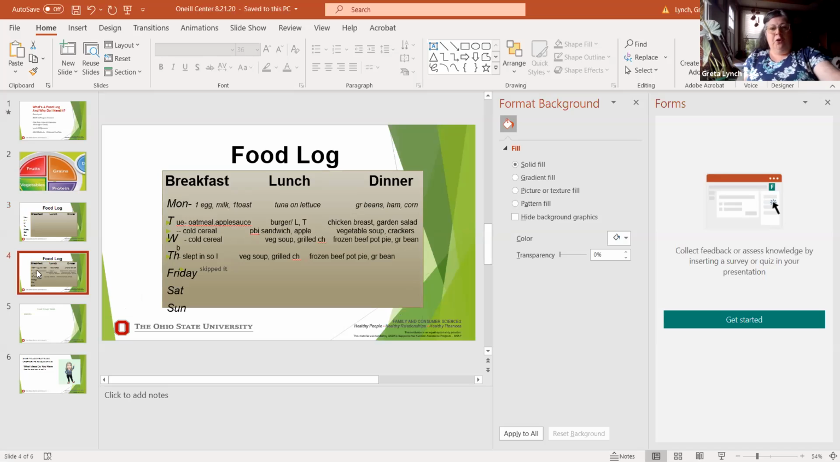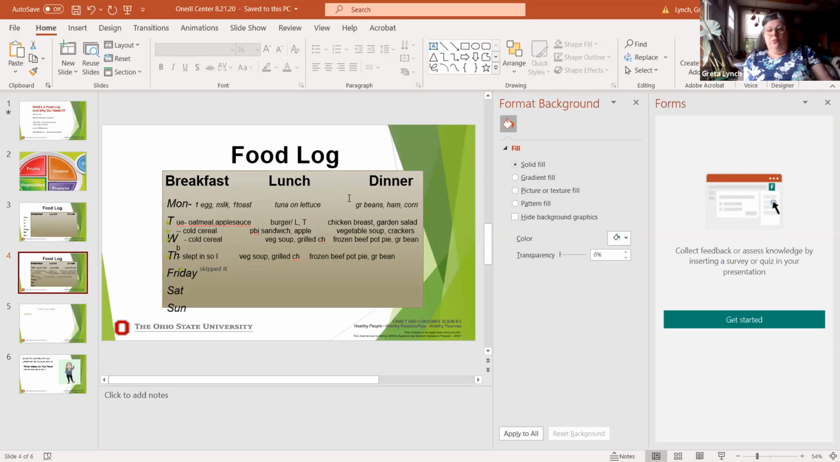I filled in a few. You can see that for breakfast on Monday, I had an egg. I usually have mine scrambled, but you could have it any way you wanted. I had a glass of milk and a piece of toast. For lunch, I had tuna on some lettuce leaves, did like a tuna wrap. And for dinner, green beans, a slice of ham, and some corn.